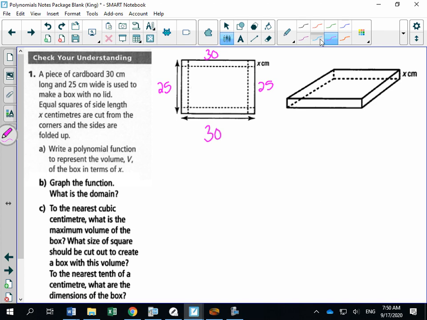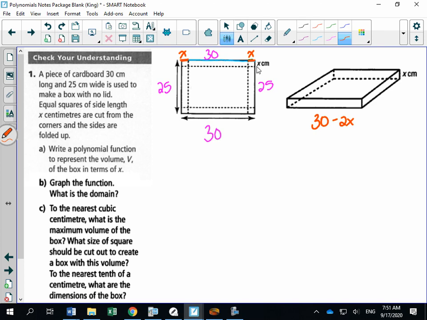So what they're telling you is that this piece of cardboard is 30, but what we're going to cut out is this piece here, which is X, and this piece here, which is X, right? So the new length is going to be 30, but what do I have to subtract if I cut out an X and an X? The new length would be 30 minus 2X.